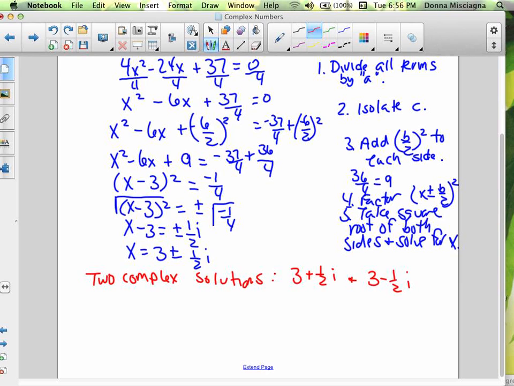Notice that the only thing that differs is the sign between them. So if you have the exact same terms and just the sign between them differs, they are complex conjugates. So our solutions are complex conjugates.